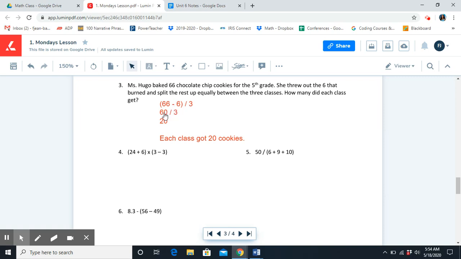66 minus 6 equals 60. We divide 60 by 3, we get 20. So each class got 20 cookies.